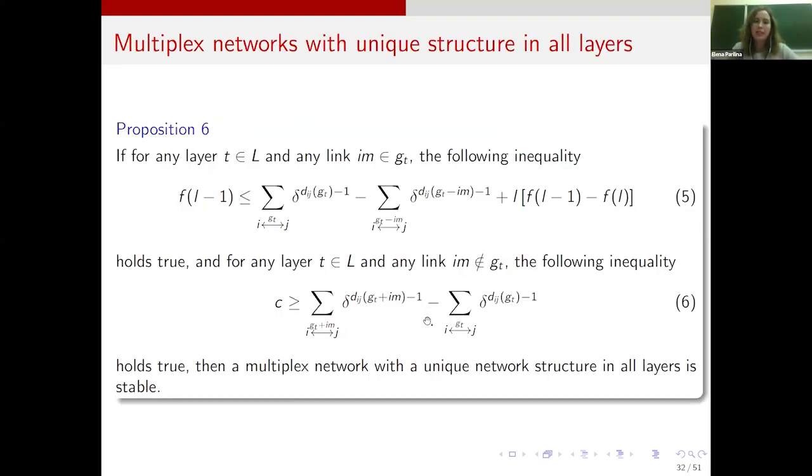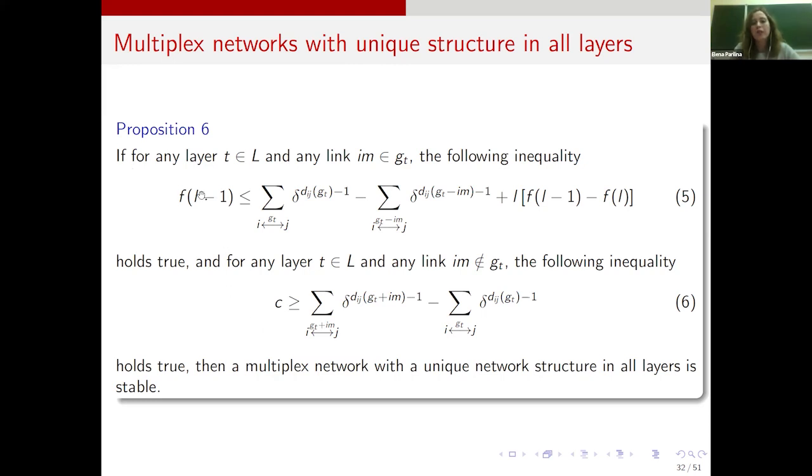The next step was to examine a general structure of the multiplex network, and we examine networks with the unique structure in all layers. Here we do not specify the structure, we only say that the structure is unique. This uniqueness is described in the sociology literature, because the homophily principle says that players tend to create links in different layers, in different ways of communication. So we obtain the following result.